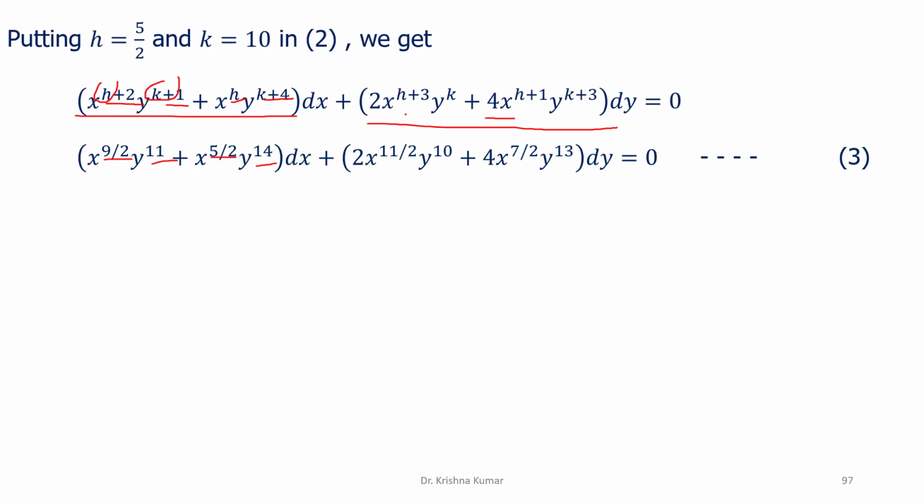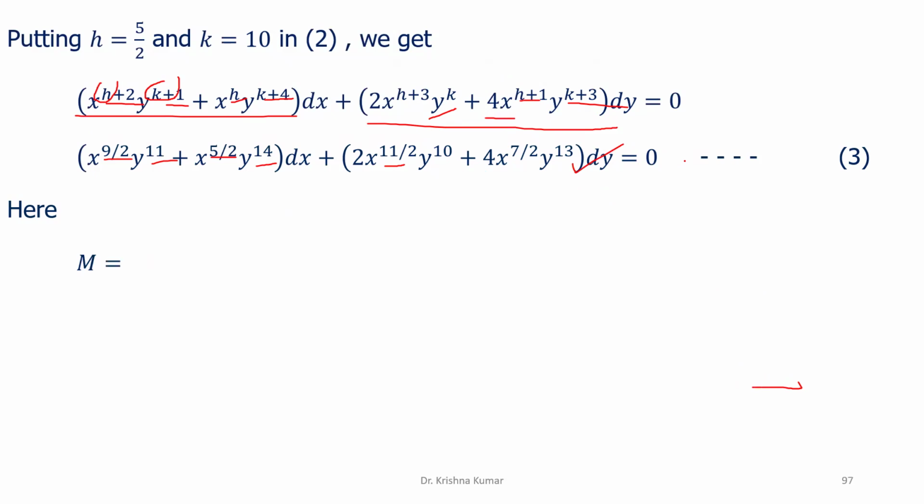What is the value of h? It is 5 by 2. So 5 by 2 plus 3 is 11 by 2, and y to the power 10 plus 4. Then h equal to 5 by 2 plus 1 is 7 by 2, and y to the power k, which is 10, so 10 plus 3 is equal to 13, whole dx equal to 0.